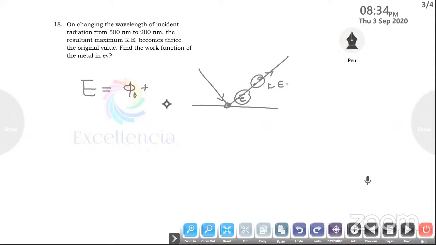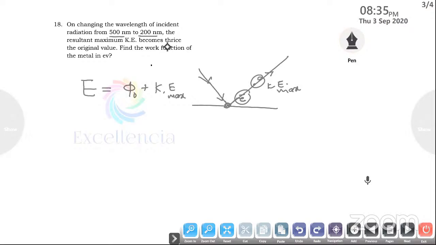So now see here, the work function for a given metal is constant. When the light is falling, the remaining energy is completely utilized to increase the kinetic energy. We can call it the maximum kinetic energy. So here it is asking: on changing the wavelength of the radiation from 500 nanometer to 200 nanometer, the resultant maximum kinetic energy becomes 3 times the original value. Find the work function of the metal. You have to find out.